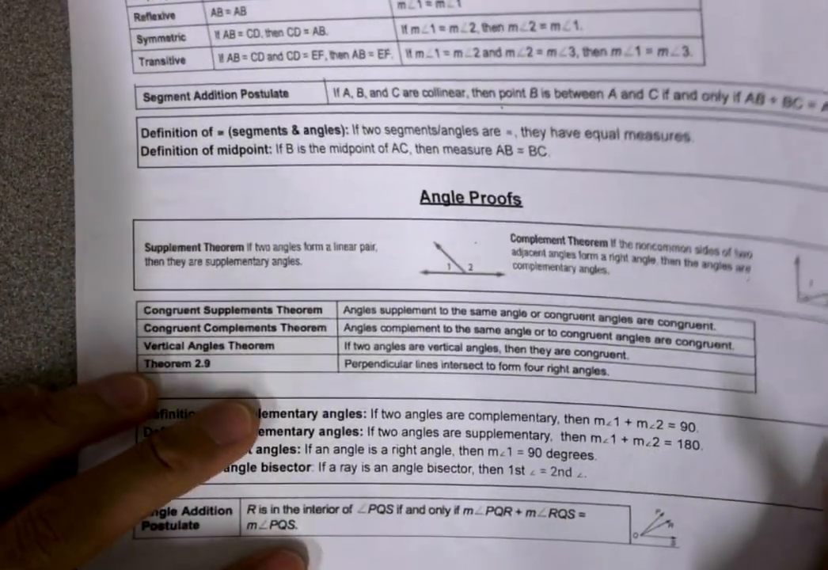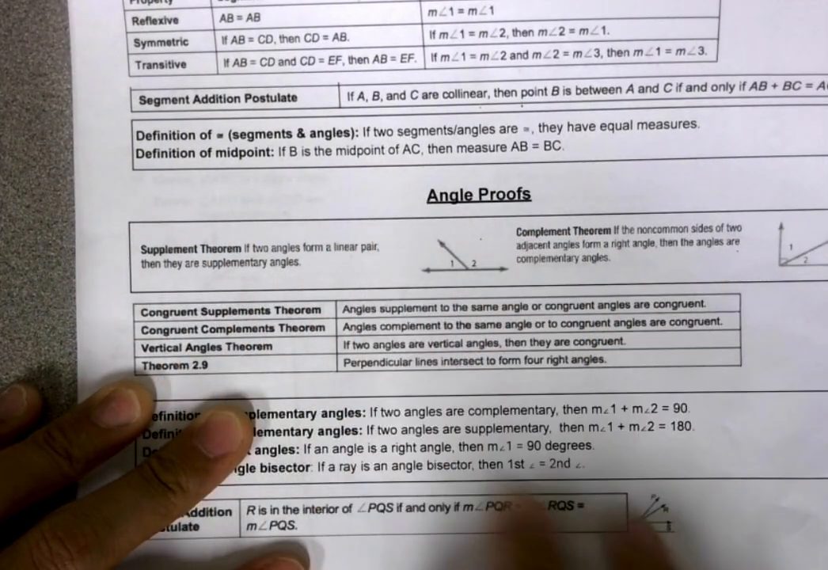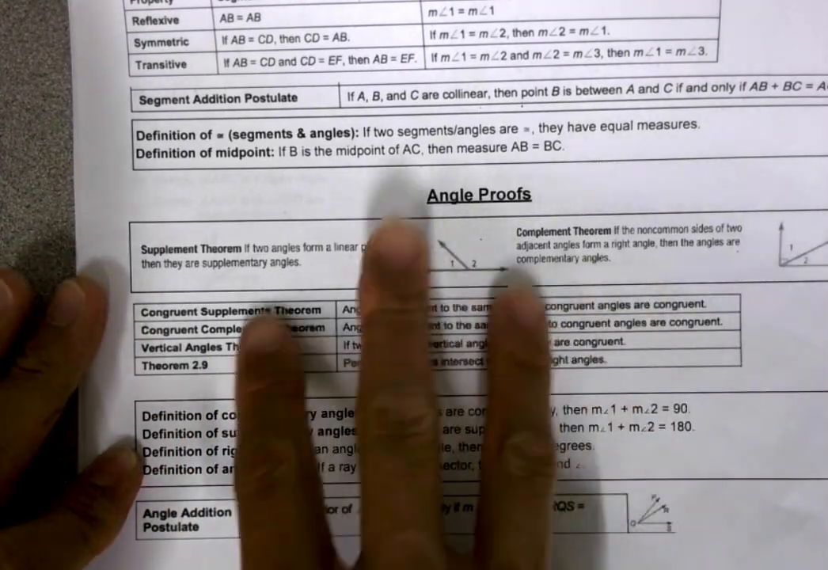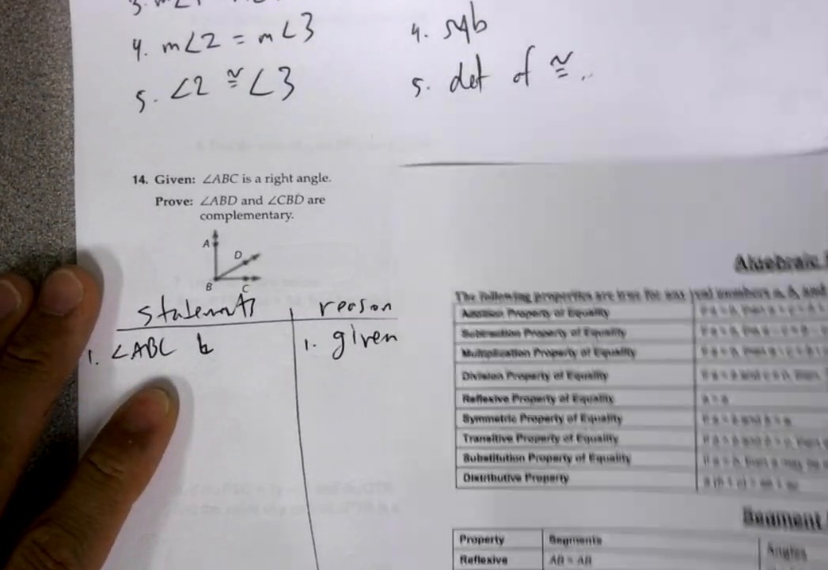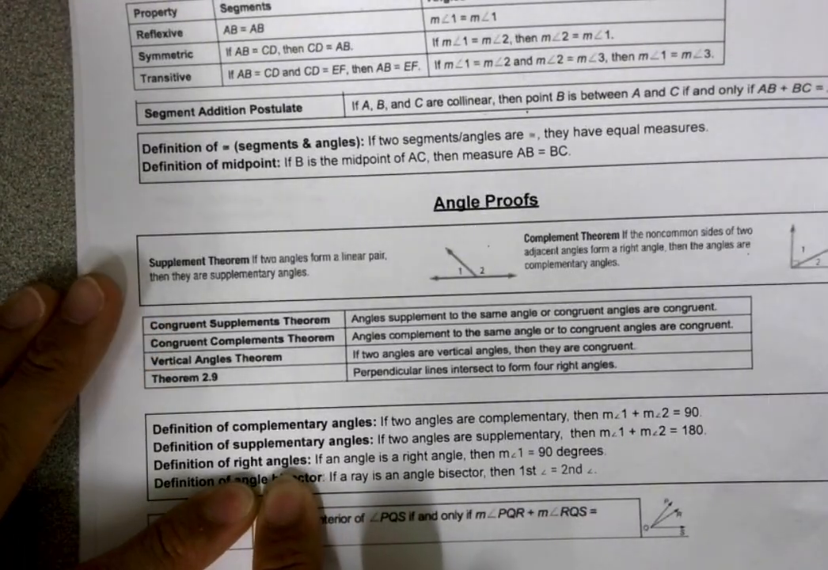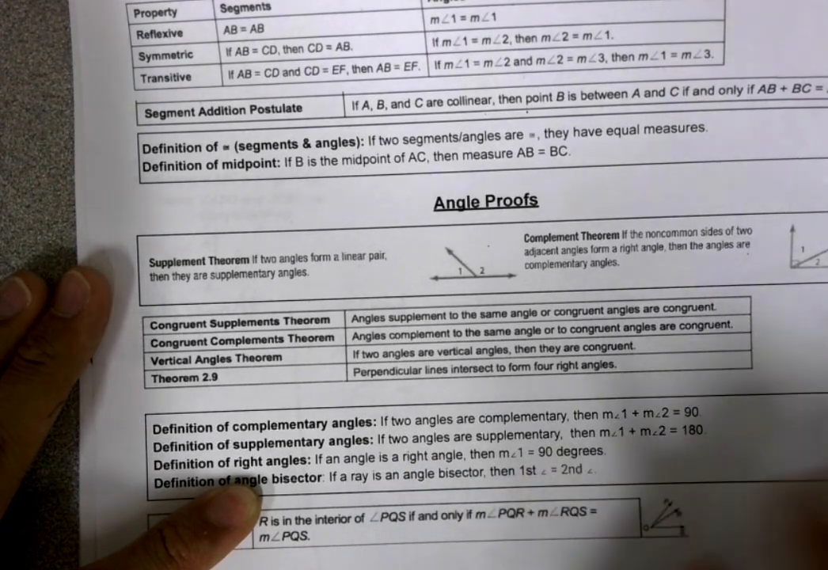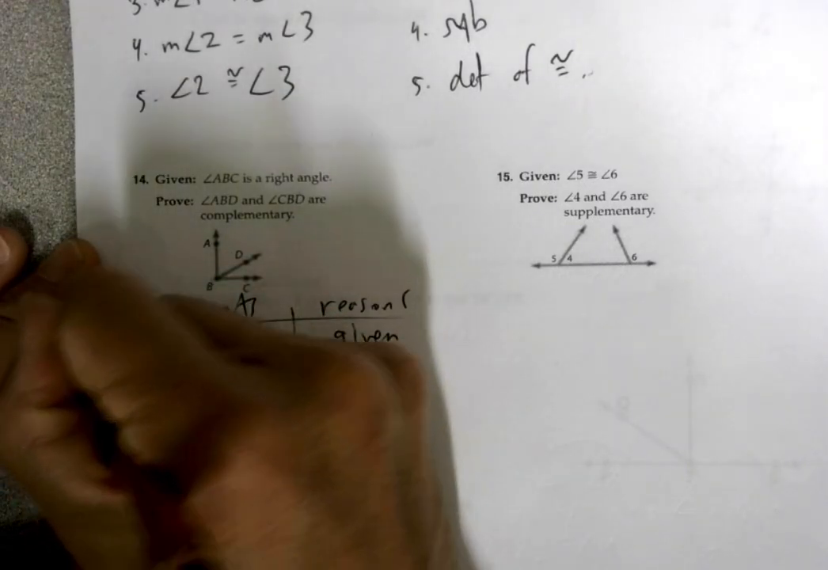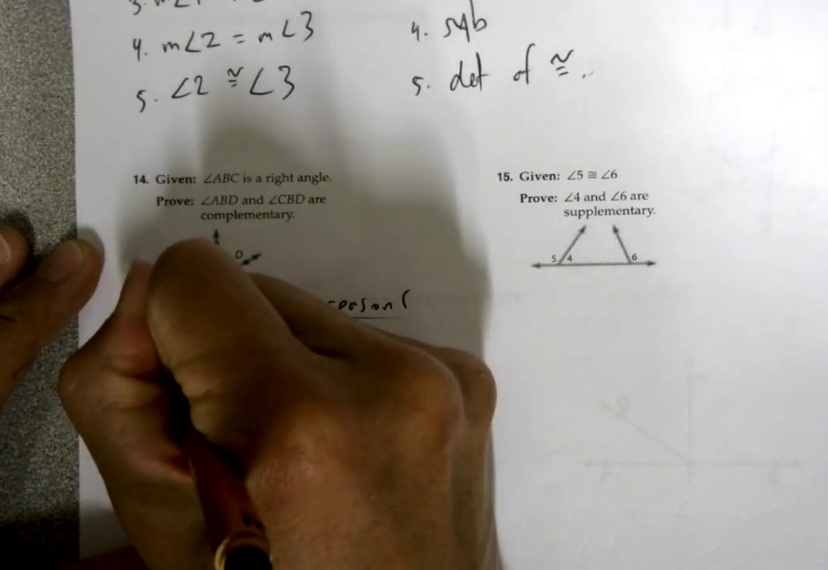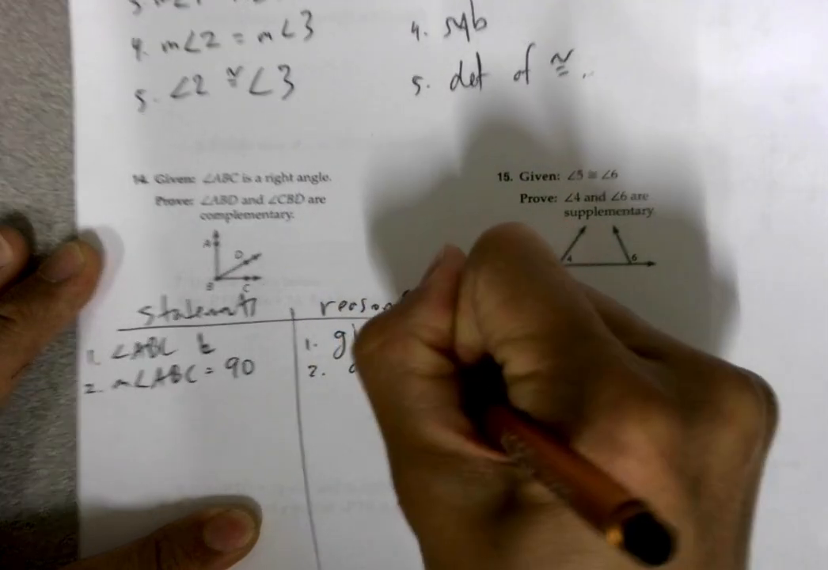Well, what do we have available? Do we have any theorems or definitions that start with right angles? Yeah, we do, right? We have the definition of right angles. So if we're given it's a right angle, then we can go to an equation saying that the angle measure is equal to 90 degrees. So why don't we start with that? We'll say measure angle ABC is equal to 90, and that's going to be def of right angle.